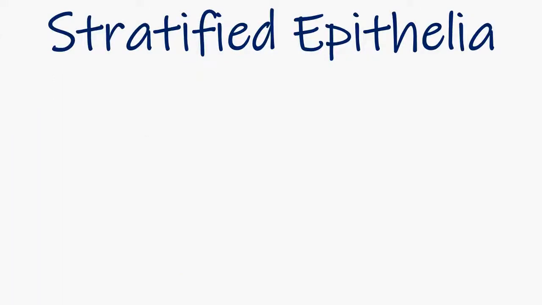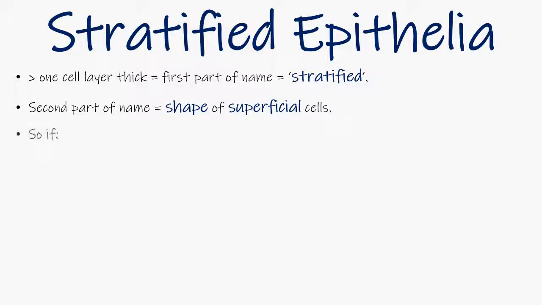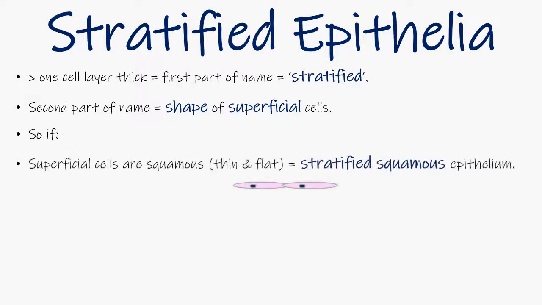The naming convention for stratified epithelia starts with the very fact that they consist of more than one layer of cells, so they are stratified. The second part of the name comes from the shape of the cells on the superficial surface. So if, for example, the superficial layer of cells is squamous in shape, the epithelium is called a stratified squamous epithelium.